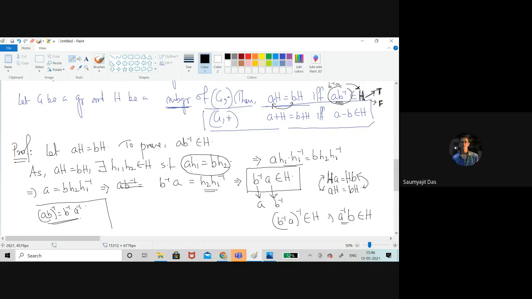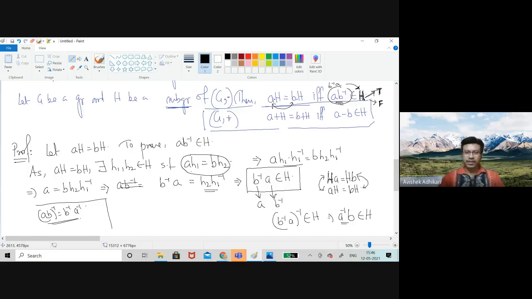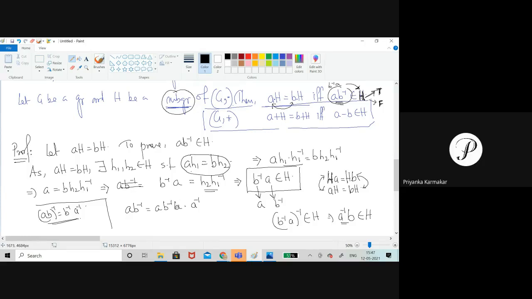Sir, if H is a normal subgroup, then it's fine. But I'm talking about it's only a subgroup. I haven't mentioned anything about a normal subgroup. If H is a normal subgroup, then it's fine. But if not, then what will happen? So can you write by some means AB inverse equal to A? No, Sir, this should be B.